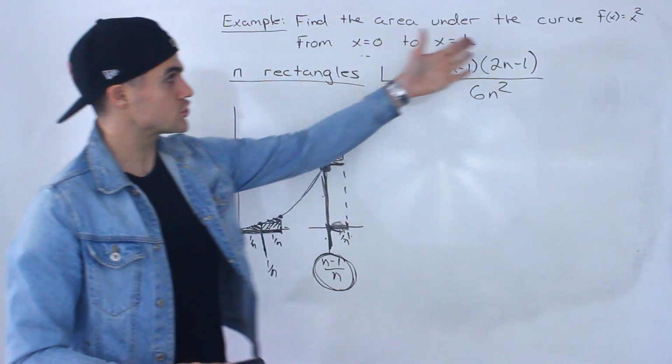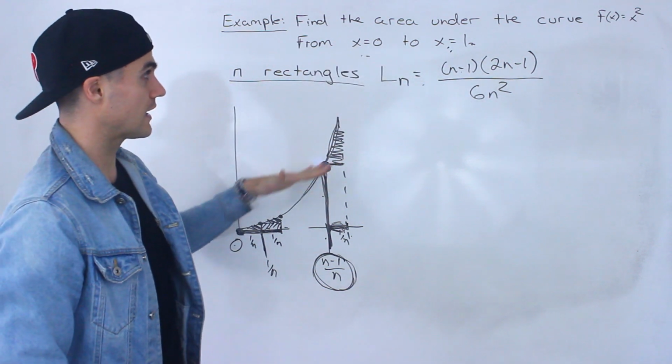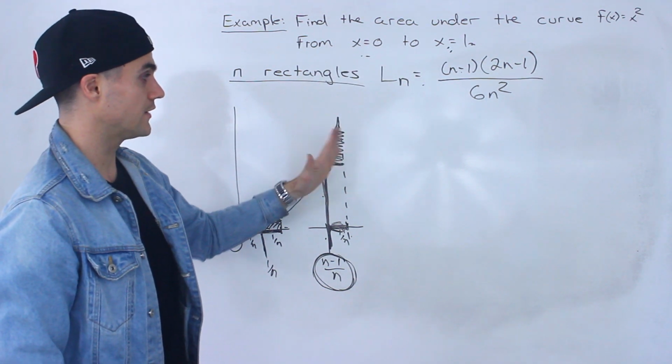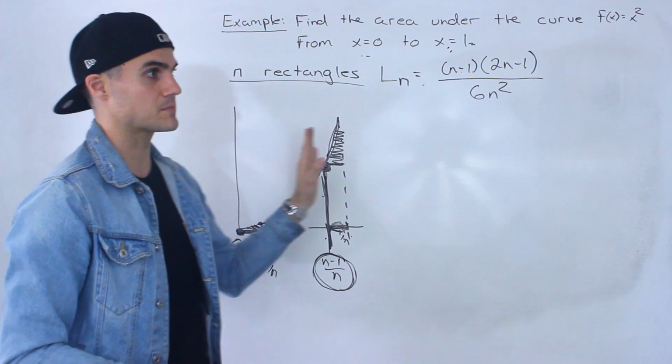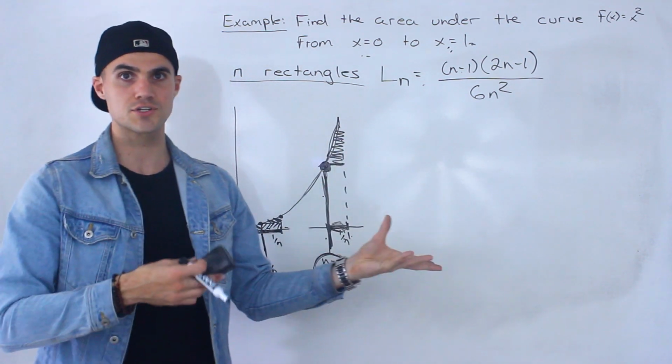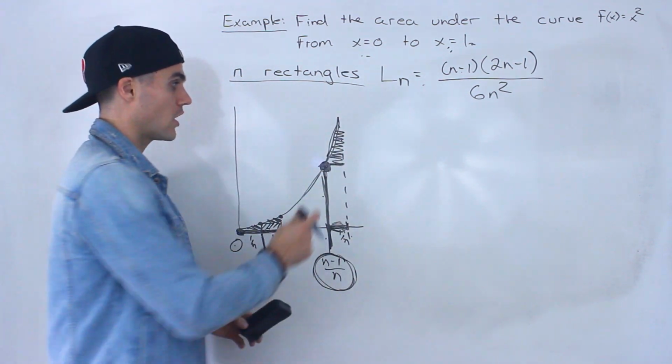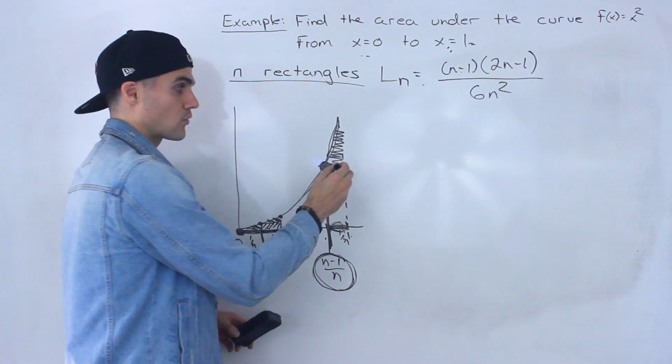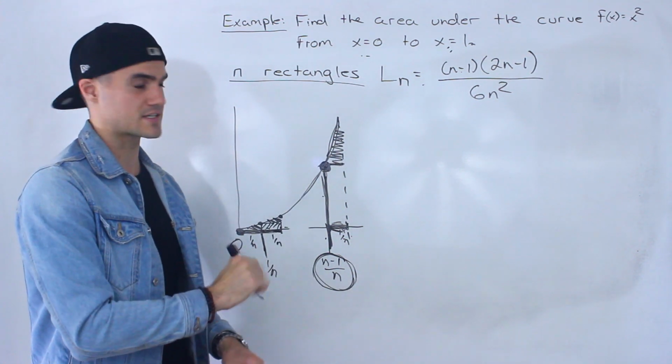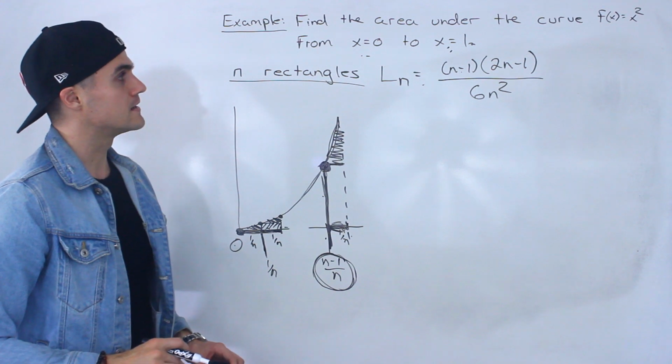All right, so that's basically the process. You're going to have a function, a certain interval, and a certain number of rectangles. Sometimes the question is going to tell you how many rectangles to use. They're going to tell you whether they want left points or right points. You could also use midpoints. I'll do an example on that as well.